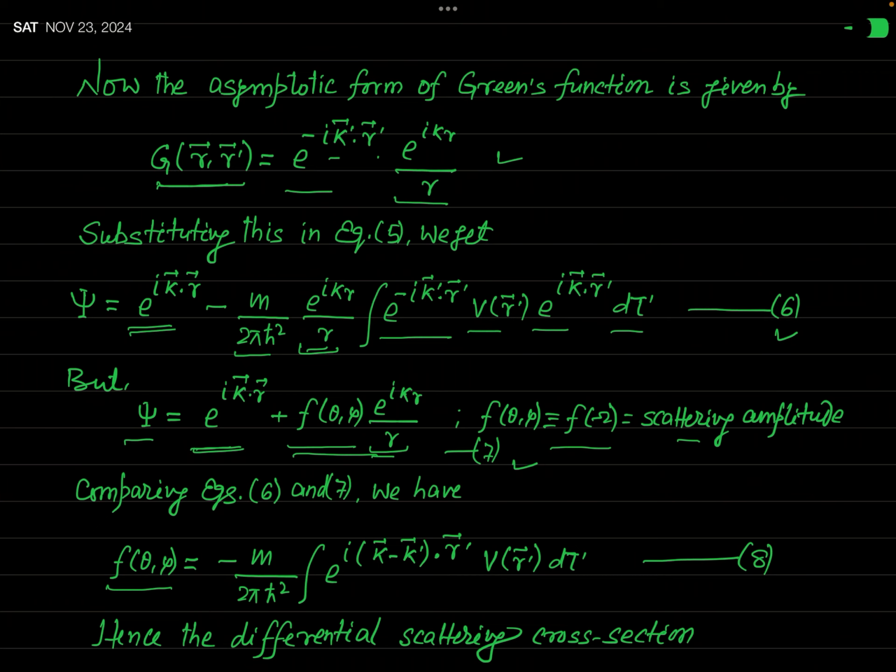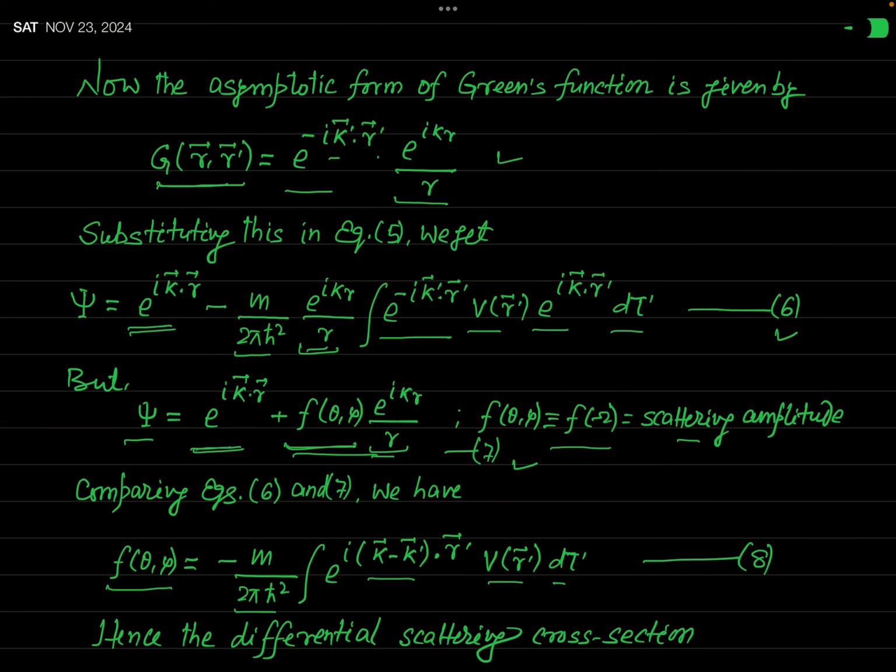So the remaining factors are at the place of f of theta phi. Comparing these two equations, you can easily say that f of theta phi is equal to minus m over 2 pi h bar square times the integral of e to the power i (k minus k dash) dot r dash times v of r dash d gamma dash. In this way we have obtained the expression for the scattering amplitude.